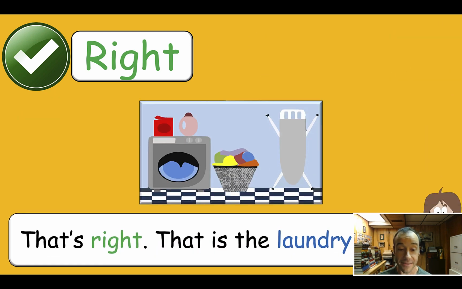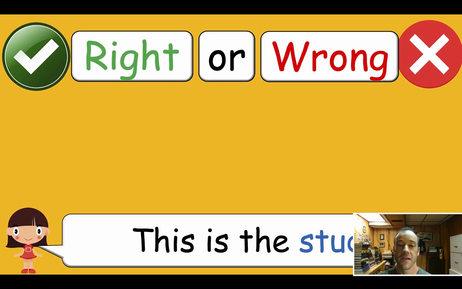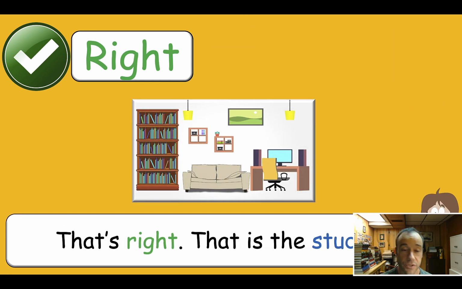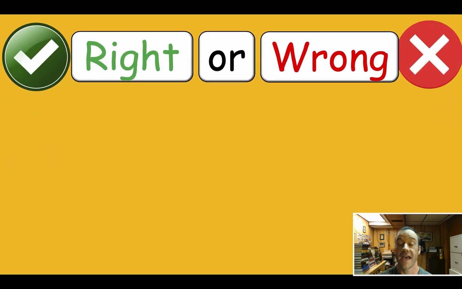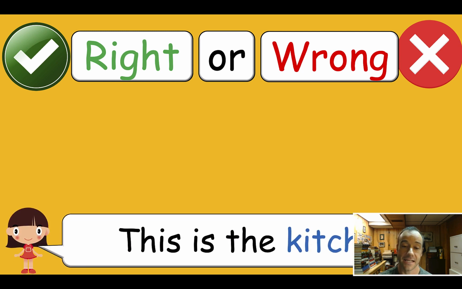Ah, right. That's right. That is the laundry room. Okay, and rinse and repeat. Again, we're just trying to get them to remember these rooms, and also in this case, we're teaching them right and wrong. And of course, we're saying it in a sentence.